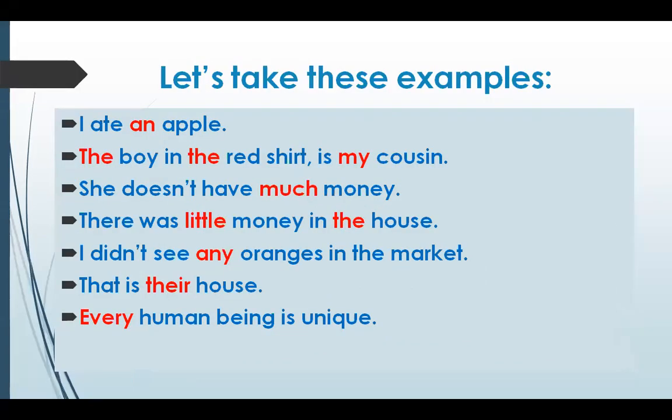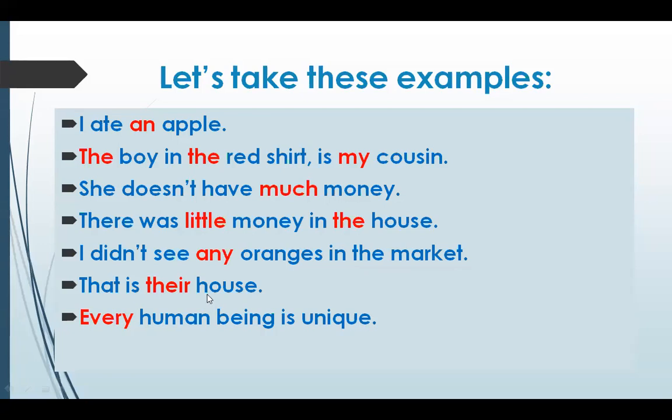Yes, students. So let's start with today's topic. Now you can see on your screen there are a few sentences. Let's read those sentences first. The first one, I ate an apple. The boy in the red shirt is my cousin. She doesn't have much money. There was little money in the house. I didn't see any oranges in the market. That is their house. Every human being is unique.